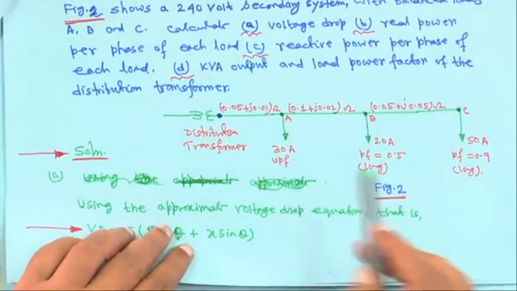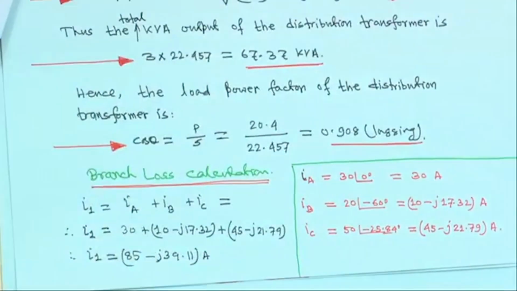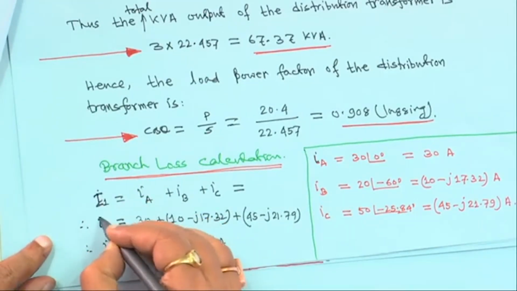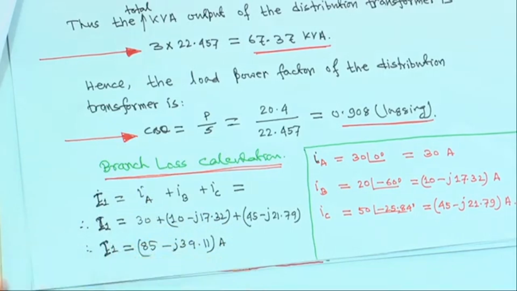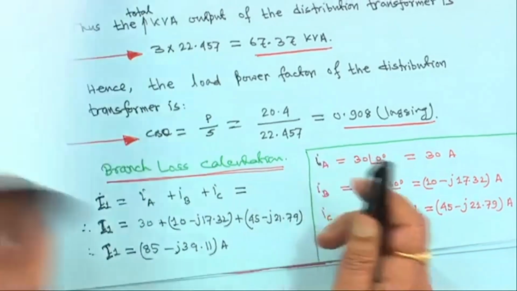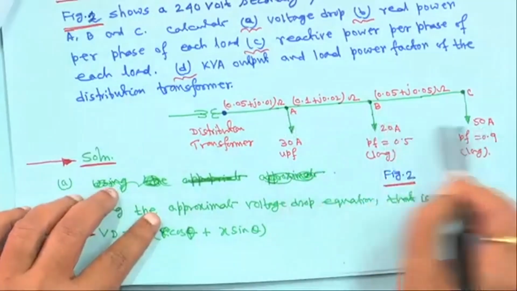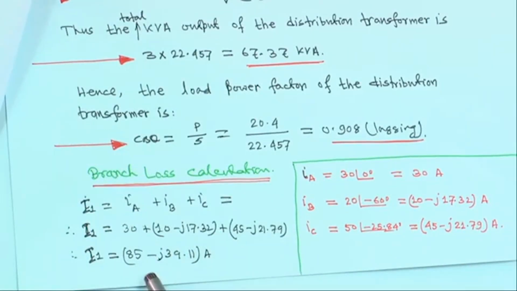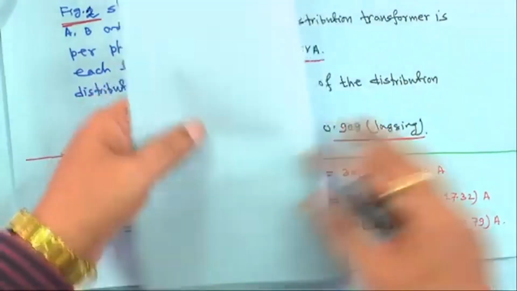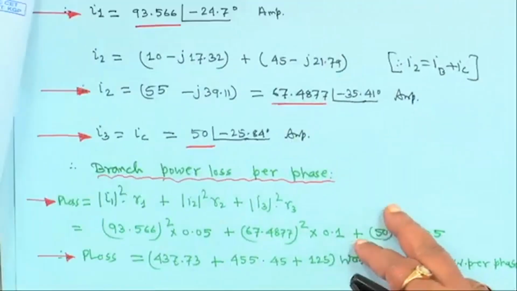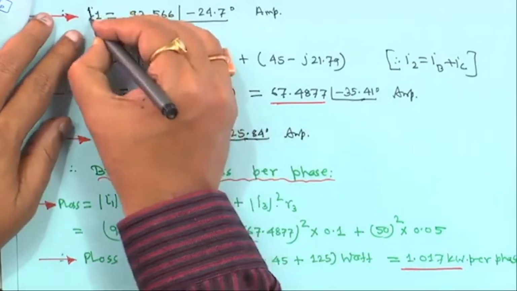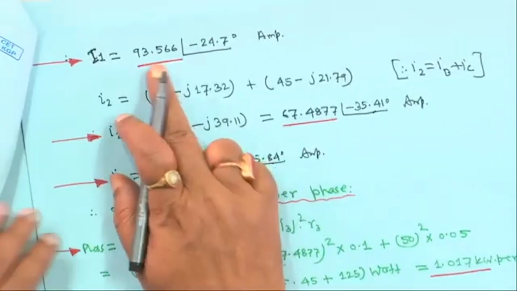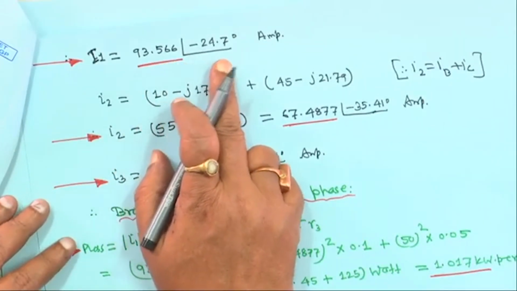Here I have used a small I1, there should not be any confusion for you, better I should make it capital I1. So, I1 is equal to IA plus IB plus IC, because this branch current will be IA plus IB plus IC, sum it all up. If you substitute IA, IB, IC, it will become 85 minus j39.11 ampere. So capital I1 is equal to 93.566 angle minus 24.7 degree ampere.